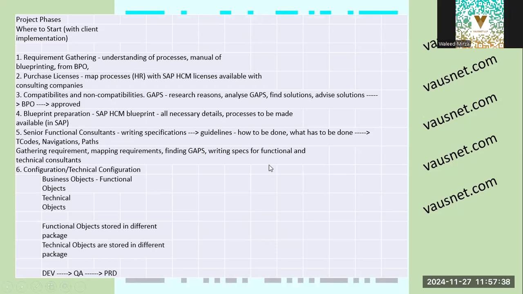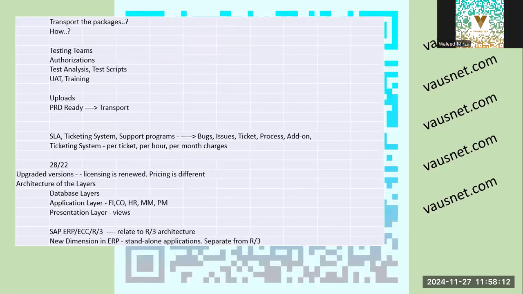Senior consultants have a different area to handle, where they are directing the functional and technical consultants. Then starts the configuration, where the functional objects, which is the configuration, come first, then the technical objects, which come from ABAP and from the database. Functional configuration is stored in a different package and technical objects are stored in a different package. Now, what are packages? We'll discuss that in the system.